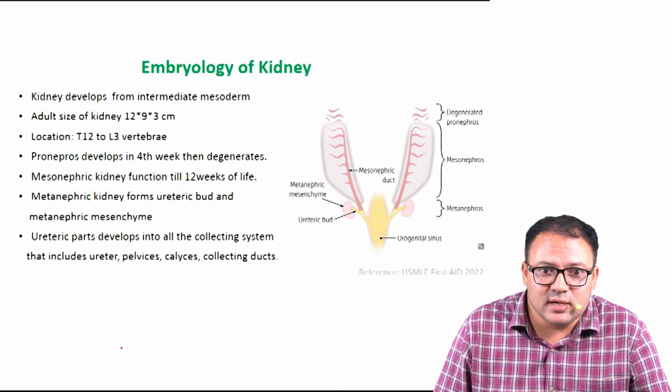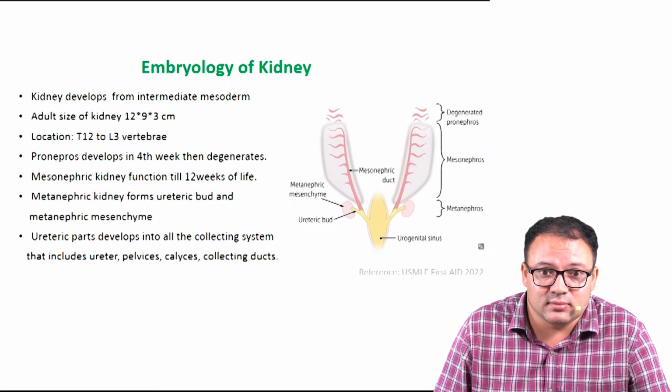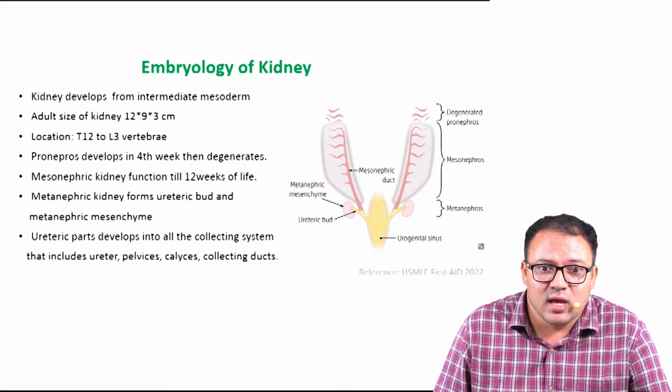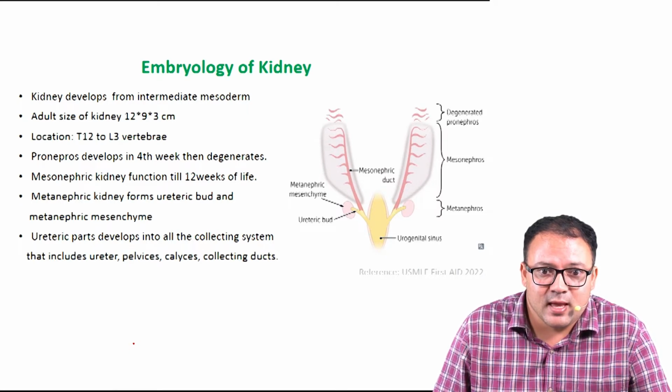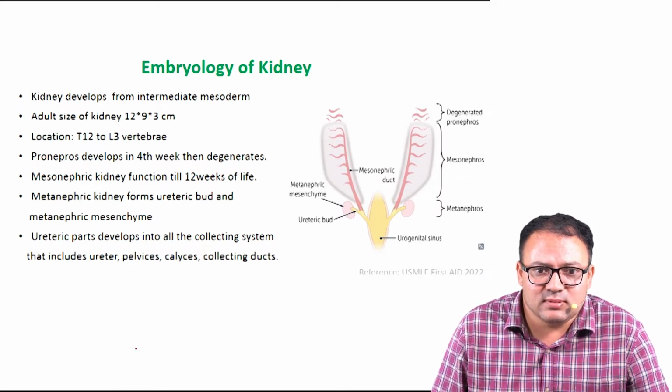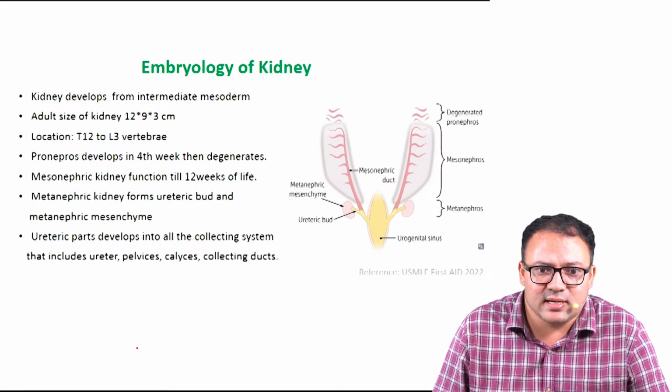As you know, the adult size of the human kidney is 12 into 6 into 3 centimeters. The location as per the vertebral level is T12 to L3 vertebra. And you should know the basic concept of the pronephros, mesonephros and metanephric kidney. Pronephros functions as kidney till the 4th week of life, then it degenerates. Mesonephric kidney functions till 12 weeks of life, then degenerates. Lastly, it is the metanephric kidney that develops into the adult kidney.